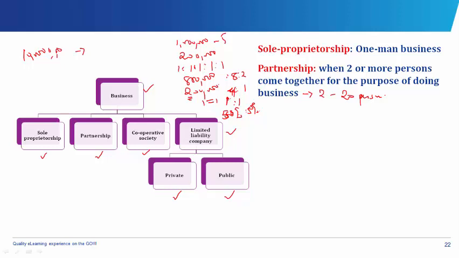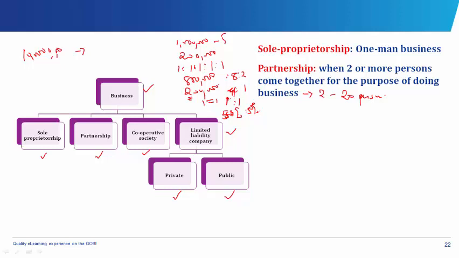More jobs are created. And if you have a dormant partner, that's someone who is not ready to work, the business may not be affected. Unlike sole proprietorship, when the owner of the business is sick, it means that the shop will not be open for that day. So the disadvantages of partnership: the liabilities are usually limitless.